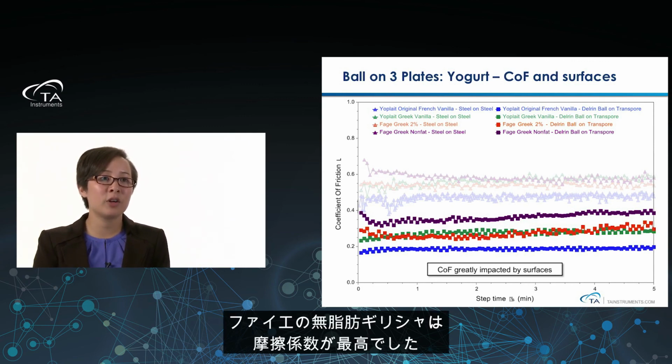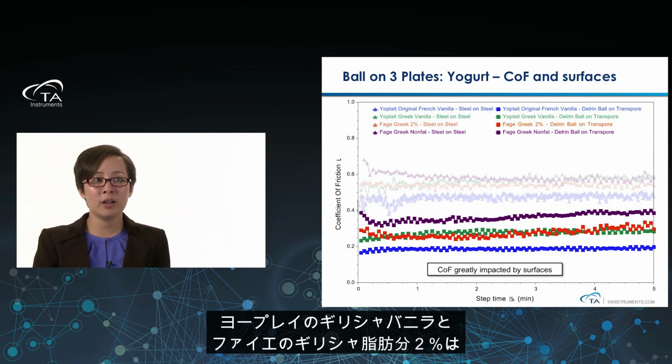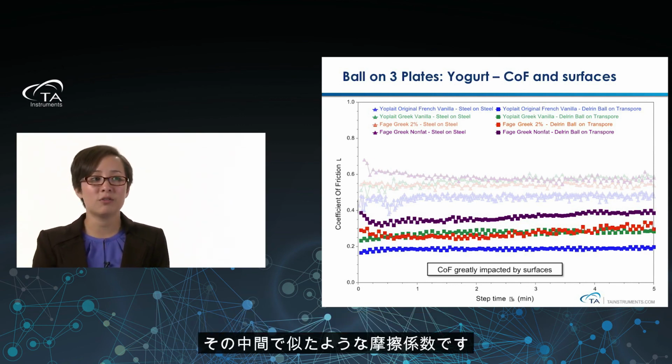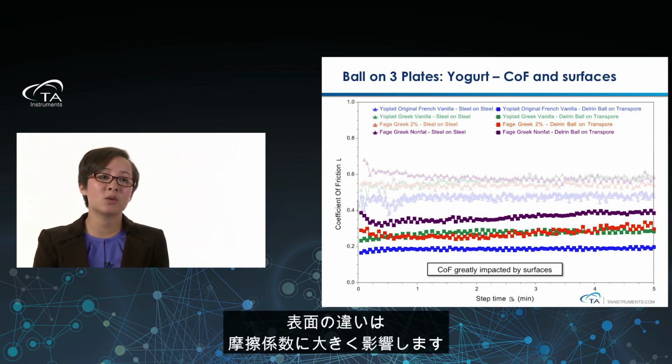So we have the Fage Greek non-fat had the highest coefficient of friction, original French vanilla had the lowest, while the Yoplait Greek vanilla and the Fage Greek 2% had similar coefficients of friction in the middle. But again, you could see here that the coefficient of friction is greatly impacted by the difference of the surfaces.